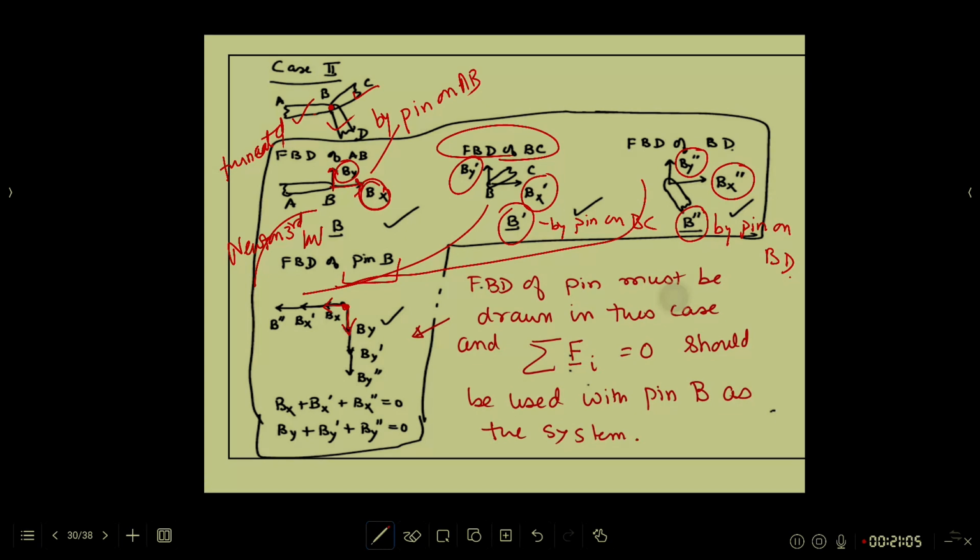Pay attention to this. If you do not ensure this consistency, if you put Bx here on the pin like this, you will not get the right answer in your analysis. So do be careful about this consistency. Okay, so having put all the forces on the pin following Newton's third law, I apply Euler's first axiom to the pin, and these are the two equations I get. Bx plus Bx prime plus Bx double prime is 0, and similarly By, By prime and By double prime is 0.